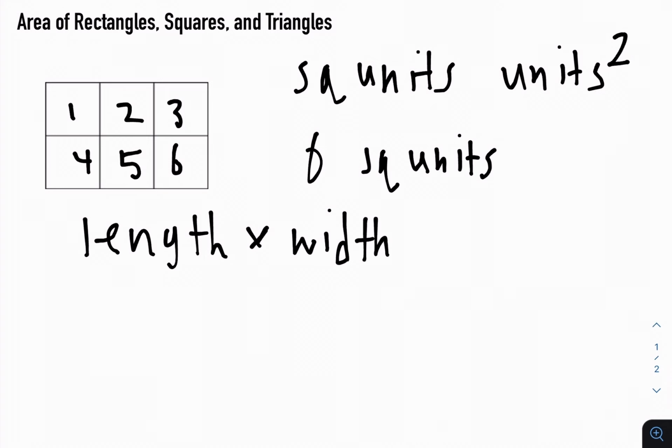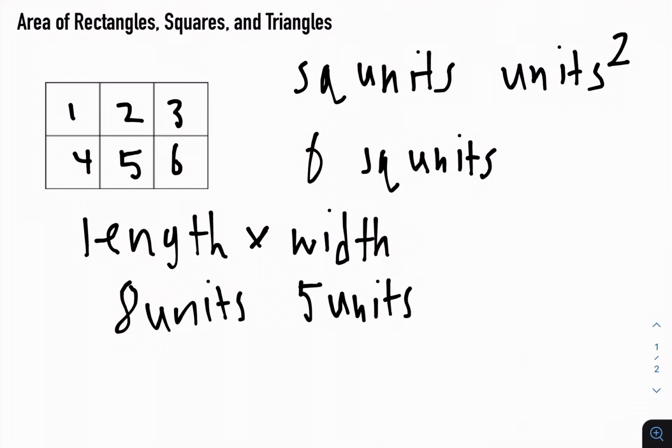So let's try this example. A rectangle has a length of 8 units and has a width of 5 units. So to find the area, we just do length times width. So it's just 8 times 5. So we get the answer is 40. So 40 square units. So 40 units squared.